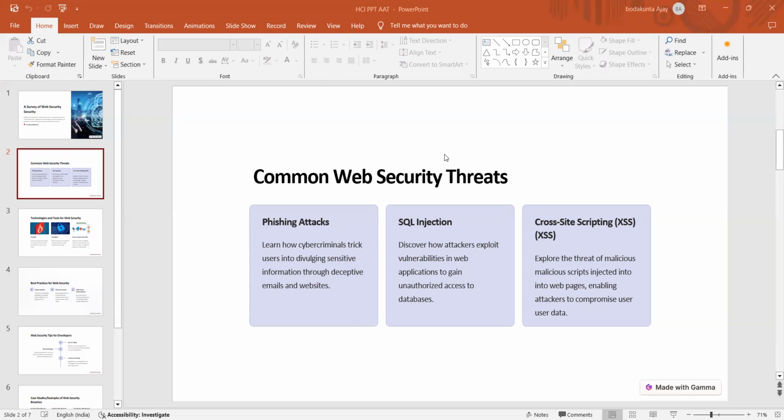Phishing attacks, SQL injection, cross-site scripting are some of the common web security threats.